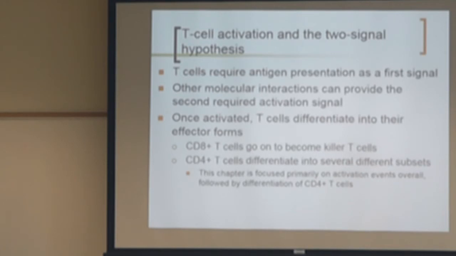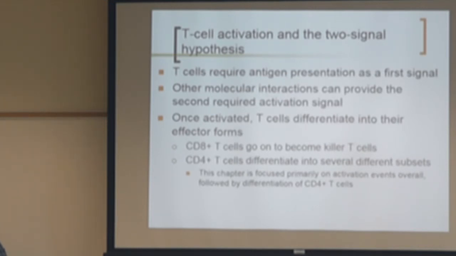The first signal is going to be antigen presentation, and the second signal is going to be co-stimulation. Then the third signal is going to be cytokines, the milieu of cytokines that they see to help differentiate them to become different types of helper T cells. There are lots of different kinds of helper T cells and potentially different types of cytotoxic T cells as well. Once activated, T cells differentiate into their effector form, what we call effectors.